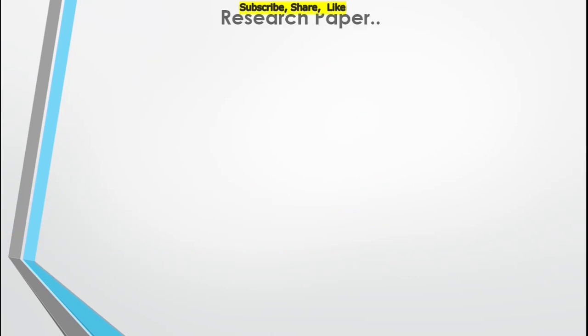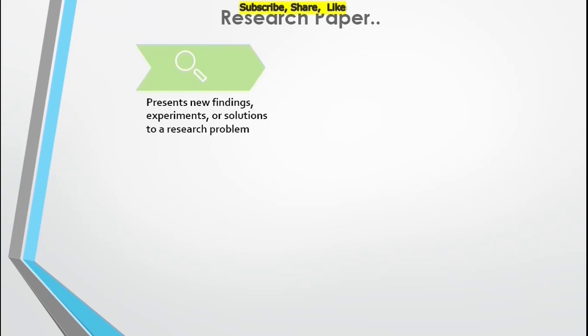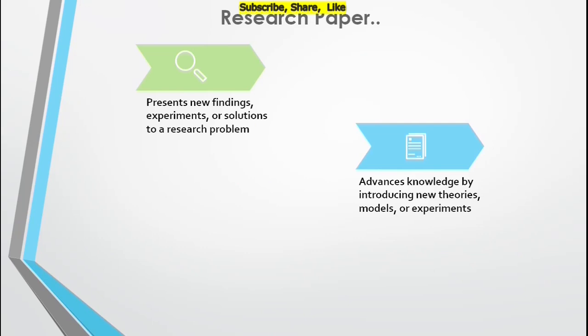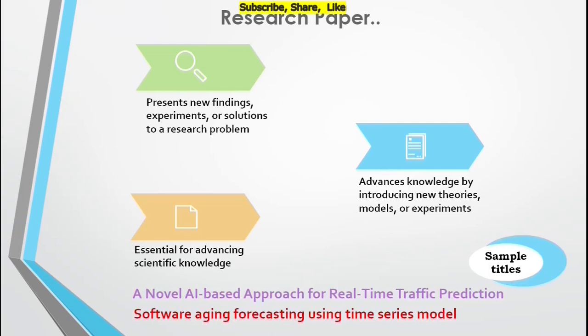What is a research paper? A research paper is different from a survey or review paper. It presents new findings, original experiments, innovative solutions to a research problem. These papers help push the boundaries of knowledge in a field and are essential for advancing scientific knowledge.